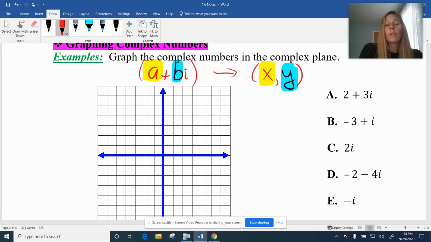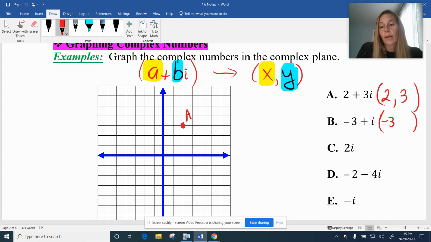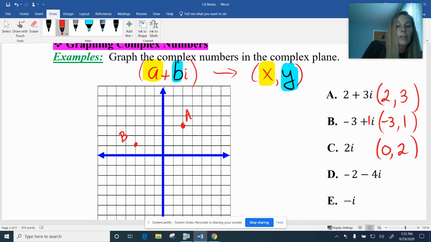So as long as you have this in standard form over here, as long as they're not switched up on you or trying to confuse you in any way, it should be pretty straightforward to see the ordered pair. So my real number here is 2, my imaginary number is 3, so 2 comma 3 would be the point that I would graph for A on the complex plane. For B, I have negative 3 for my real number, and this is really just a 1 for my imaginary number. So negative 3 and 1 is that point there. Okay, for C, I don't have a real number, so that's going to be 0, and then 2 is going to be my imaginary number, so that's C.